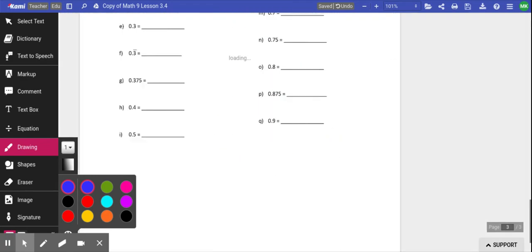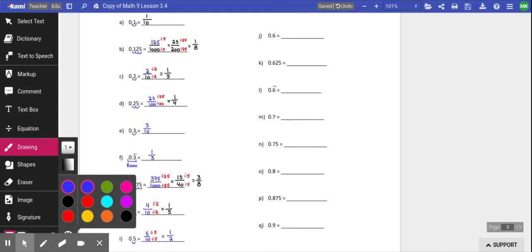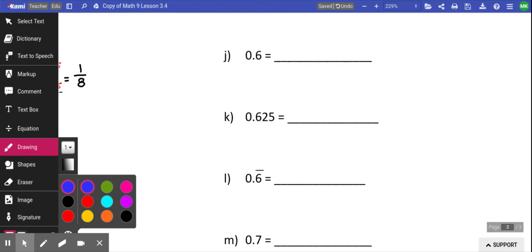Looking over here, we got a few harder ones. I'm going to go a little faster. 0.6, I move the decimal 1 over to become 6 over 10. Those both divide by 2 to become 3 over 5.